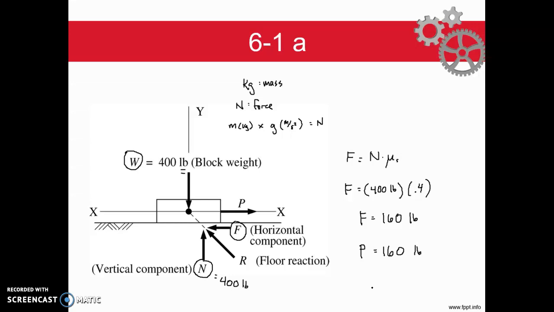If we were to apply, say, 160.1 pounds, then that would be greater than the friction force of 160, and this would no longer be in static equilibrium. The box would start to move to the right. Okay, so what we are interested in finding in our statics class is this force that will maintain static equilibrium right up to that point. The tipping point here is 160 pounds.